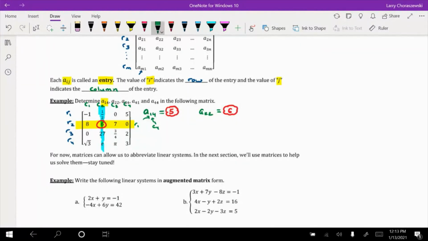All right, I'll have you folks try this out. Go ahead and see if you can identify A sub 3, 4, A sub 4, 1, and A sub 4, 4.